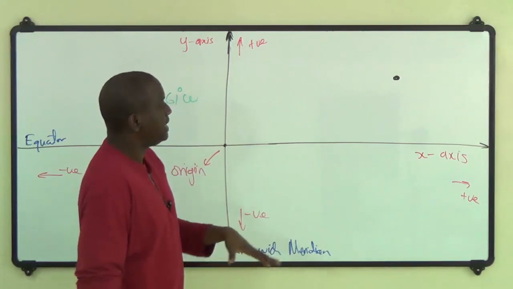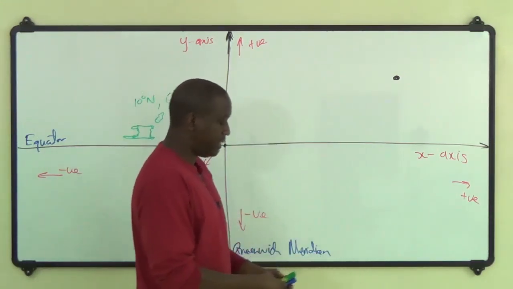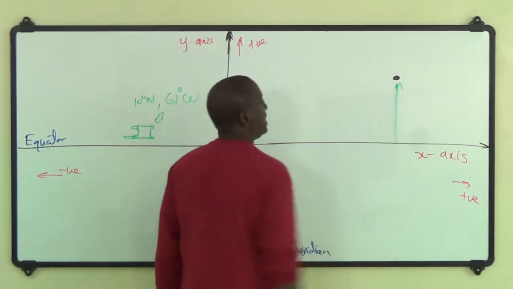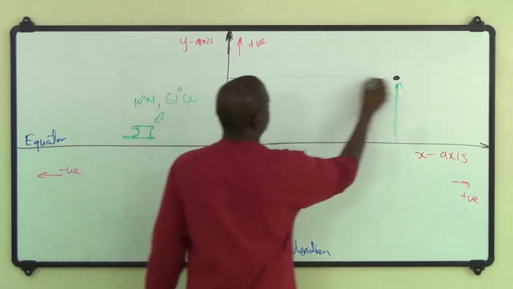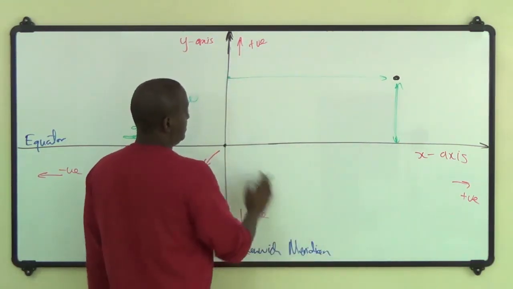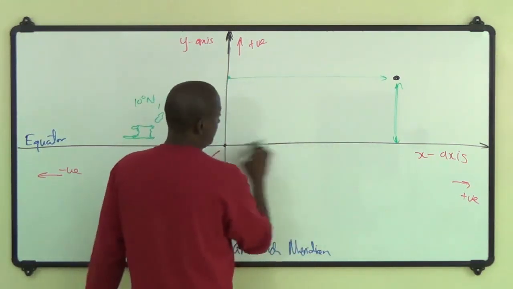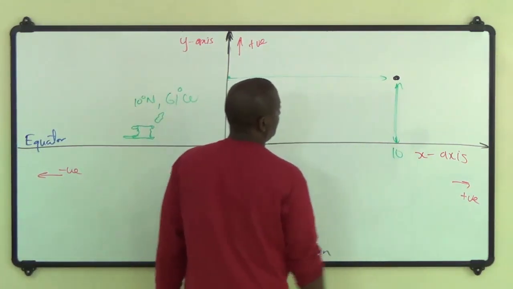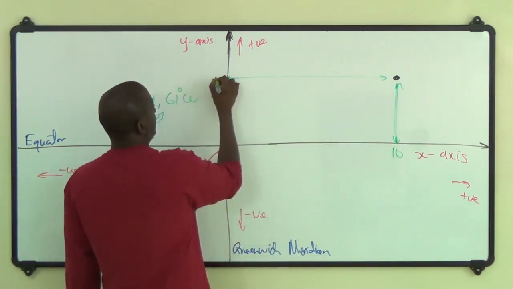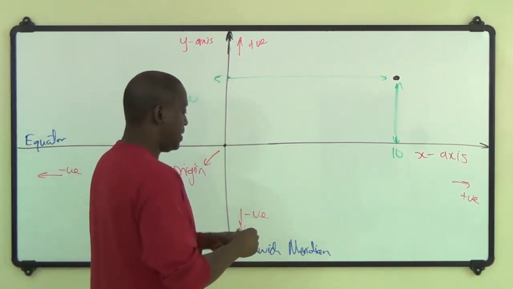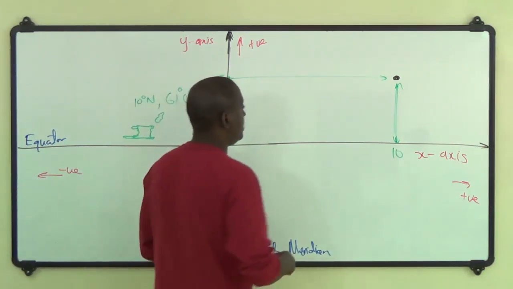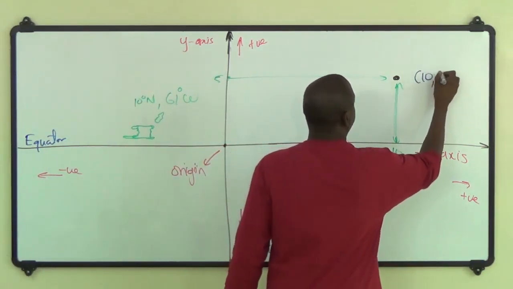So in other words, the location of this point is given as a combination of the perpendicular distance from the x-axis and the perpendicular distance from the y-axis. All right? So let us say for the sake of argument that the distance from here to here is, let me say, 10, and the distance from here to here is, let me say, 5. Then the coordinates, notice the language, the coordinates of this point would be, let us say, 10, 5.